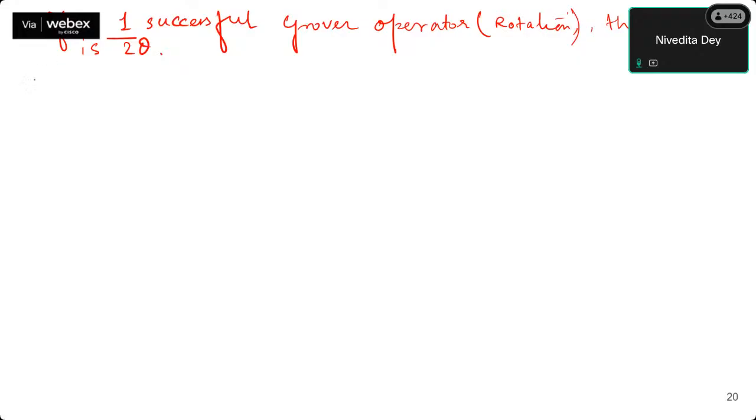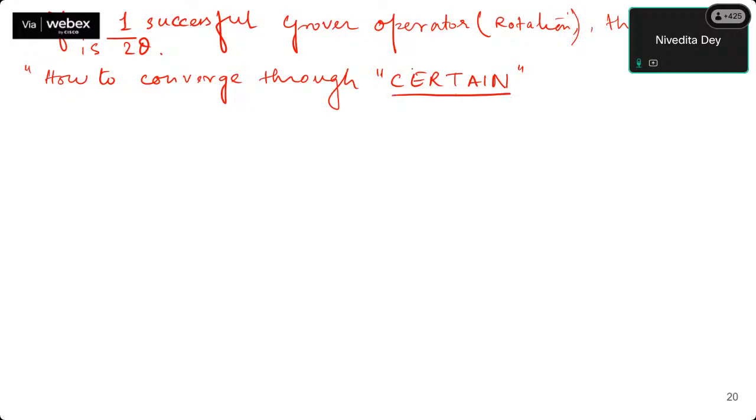So the main question of Grover is nothing but how to converge through certain iterations from S to my W. What is the certain? That is the Grover complexity only, that is how many such iterations we need. I will come to the certain point later.